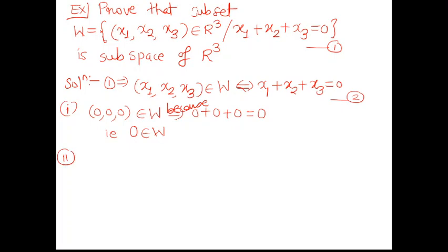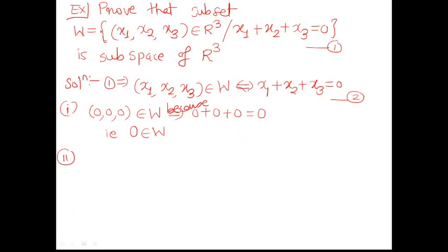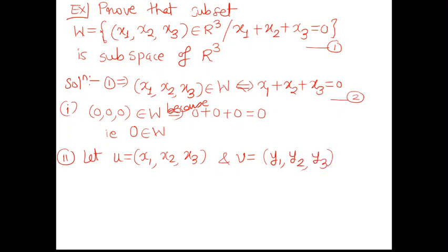For the second condition, the requirement is that u plus v belongs to W if I take any two elements of W. Here I have to first select any two elements of this set W. The elements of W are in the form of triplets. So suppose I take the first element as u, which is a triplet of the form x1, x2, x3, and another element y1, y2, y3. So these are the two elements of W.